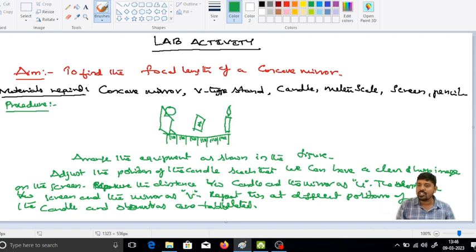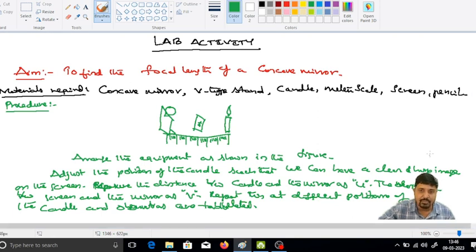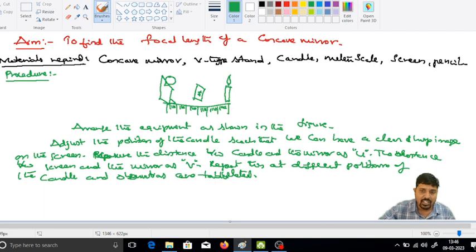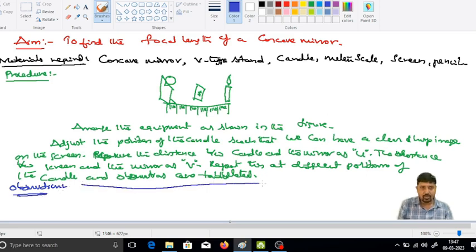So after procedure, what we are going to write? After the procedure, we are going for observation. So what is our observation now? We are going to mention the observation here. In maximum cases of physics lab activities, observation will be a table. Okay, so I am going to draw a table. See in what way I am writing here.